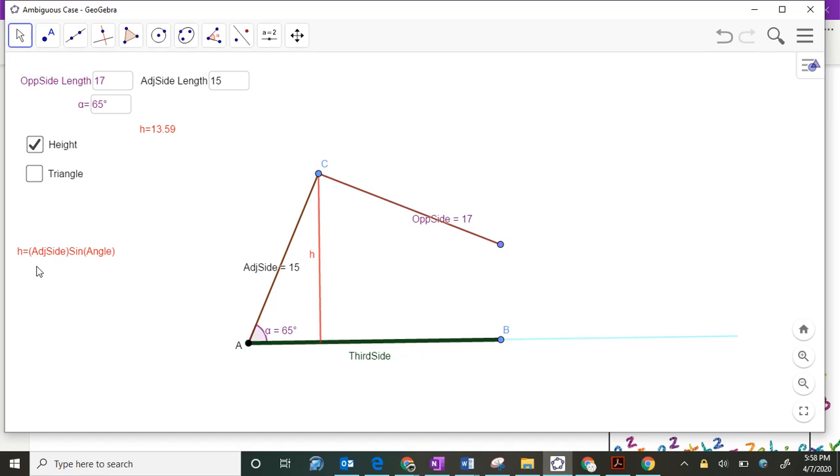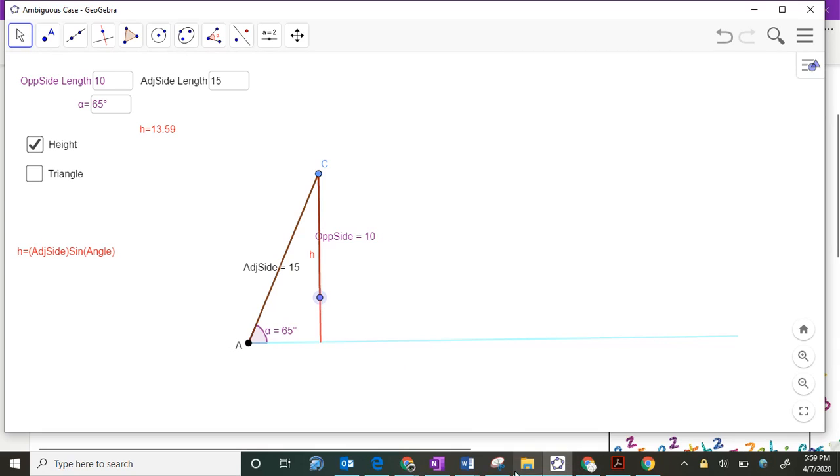So I need to know that one. And so to find that height, I use the adjacent side and the sine of the angle that's given. It turns out when I put the adjacent side 15 into the sine of the angle 65, it's going to give me that this length right here, the height, is 13.59. So if this side, the opposite side, is smaller, let's say 10, smaller than the height, it's never going to reach the third side, and so there is no triangle.